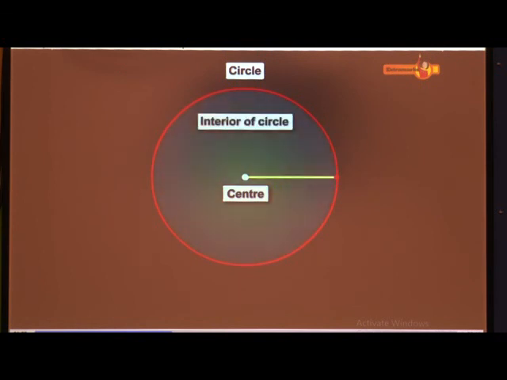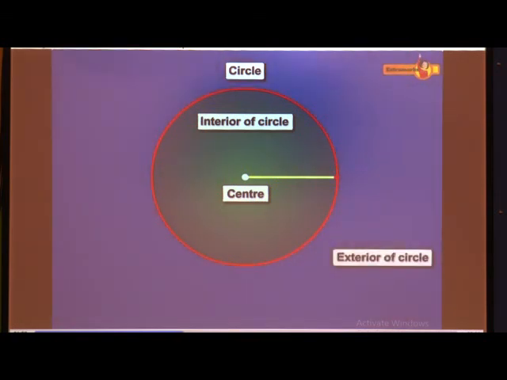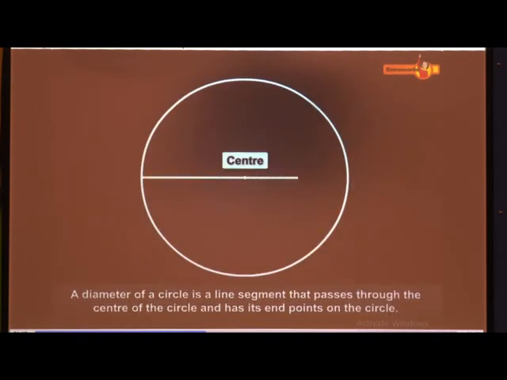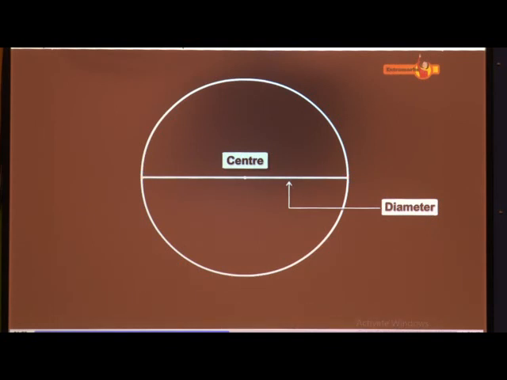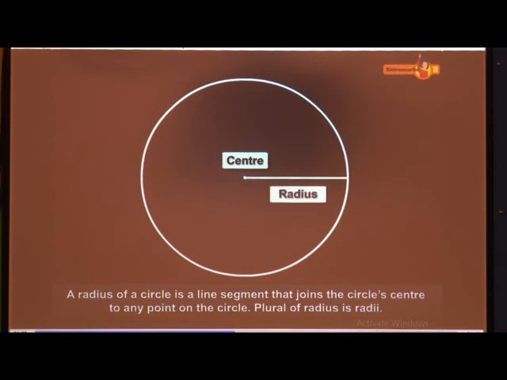The region inside the circle is called its interior, and the region outside the circle is called its exterior. A circular disc consists of all points on and inside a circle. A diameter of a circle is a line segment that passes through the center of the circle and has its end points on the circle. A radius of a circle is a line segment that joins the circle's center to any point on the circle. Plural of radius is radii.